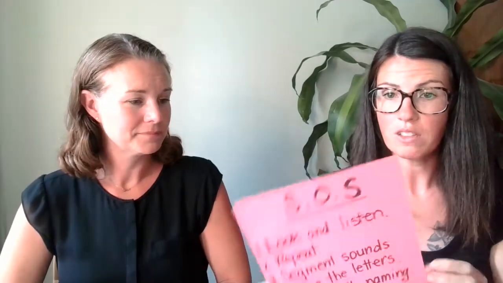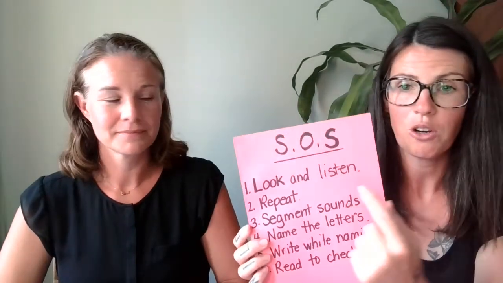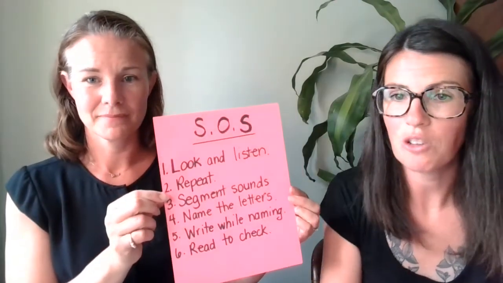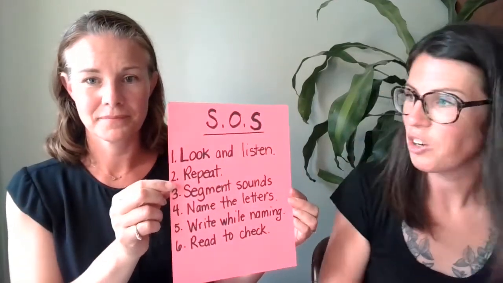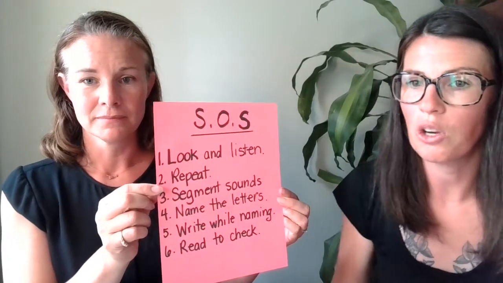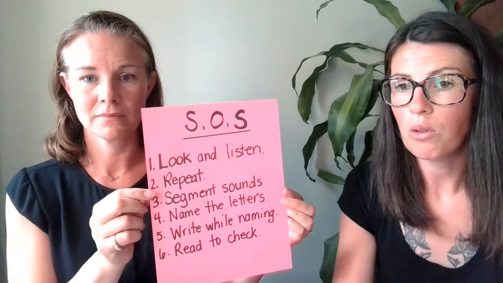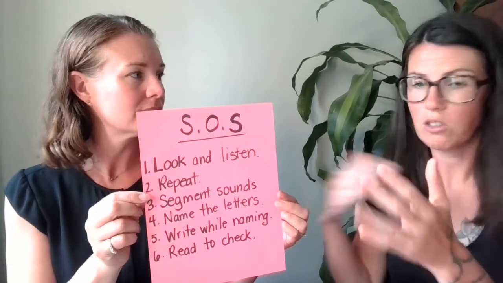All right. Up next, we are going to talk about a strategy that you can use to encode, which means to spell words. This is our SOS, simultaneous oral spelling. What that means is we are going to work on words and how to spell them. And this is a two-person rule.